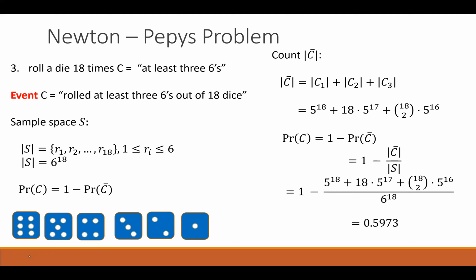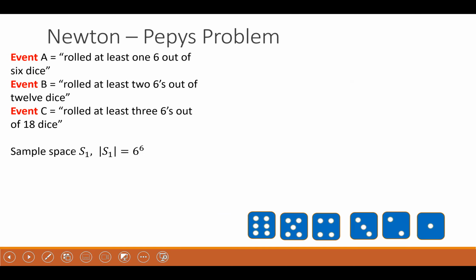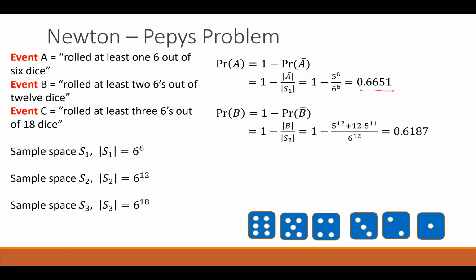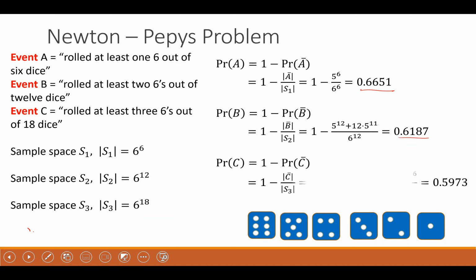So yeah, we have probability 0.5973. Questions on how we got there? Okay. Yeah. So if I list out all of the outcomes now, these are 3 different experiments, but the probability of A in experiment 1 is 0.6651. Probability of B is 0.6187. The probability of C is 0.5973.